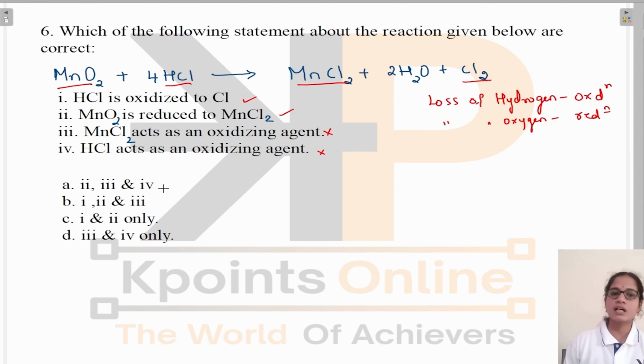Okay, then our correct option will be 1 and 2 only. Only these two statements are correct, so I have to pick the option that is 1 and 2 only. Okay, clear? Then let us move to the next question.